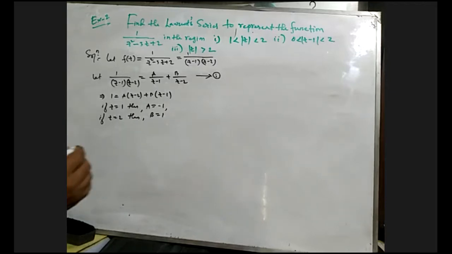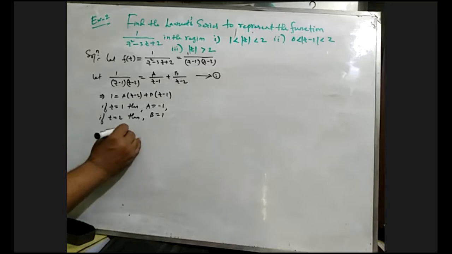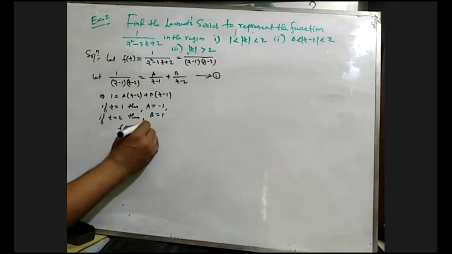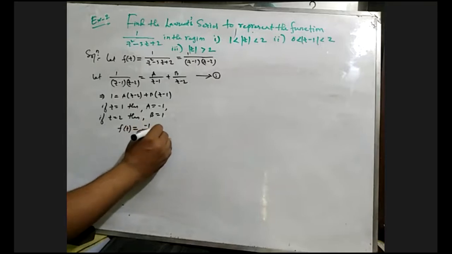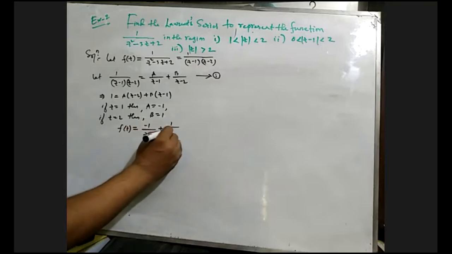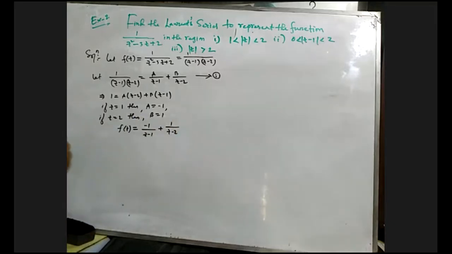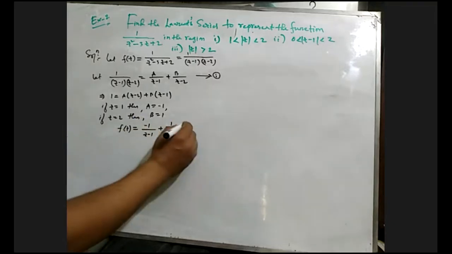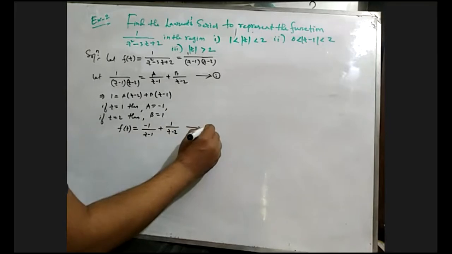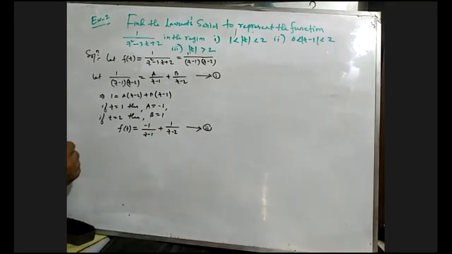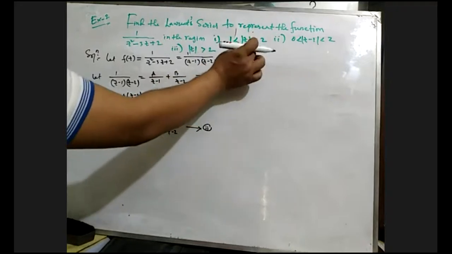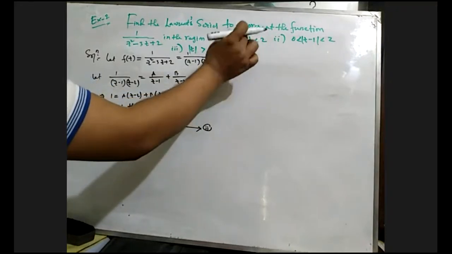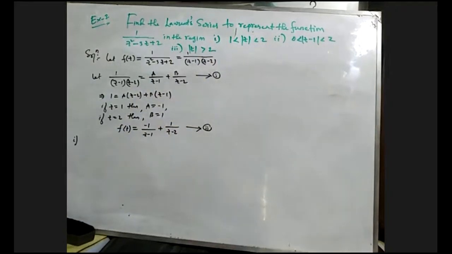Now f of z can be written, from equation 1, as minus 1 divided by z minus 1 plus 1 divided by z minus 2. This is equation number 2. Now for the first part, consider the circle between the radius 1 and 2.